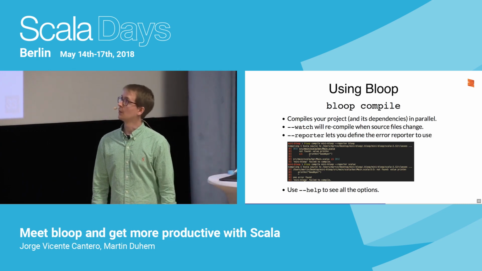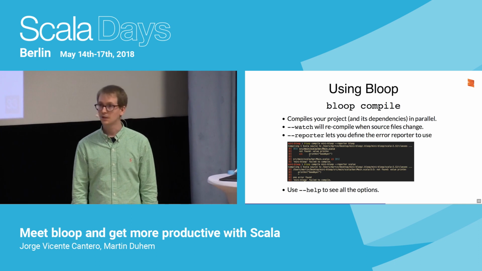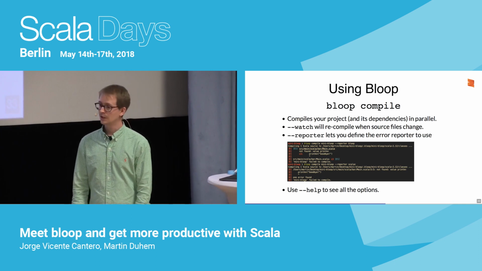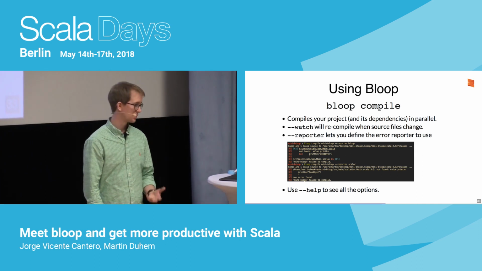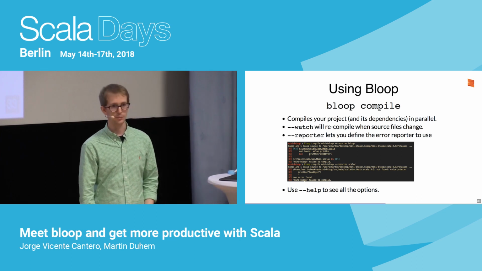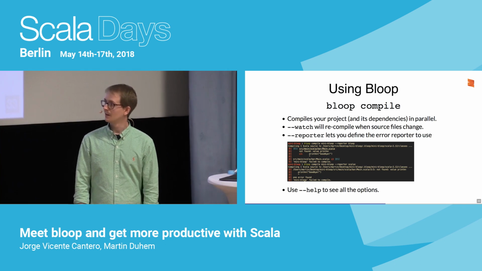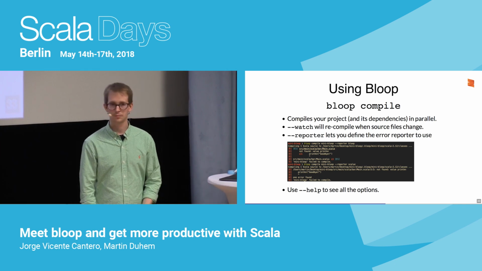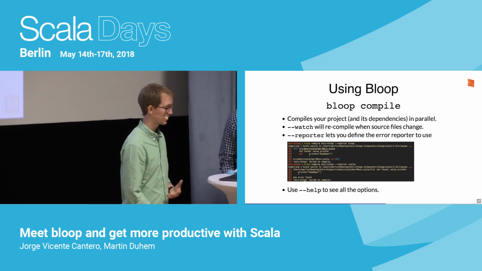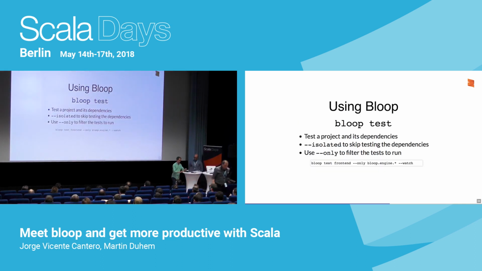Bloop defines 4 main commands. The first one is bloop compile, which obviously compiles your project, its dependencies, and everything is done as much in parallel as possible. It supports file watching, so that you can pass it --watch, and it will recompile whenever you change the source files. You can use different compilation reporters to get error messages that you like best. And there are many more options that you can use. Everything is very well documented. For all the commands that we have, you can use the help flag so that it shows you everything and explains to you how it's going to affect how the compilation is going to be performed.